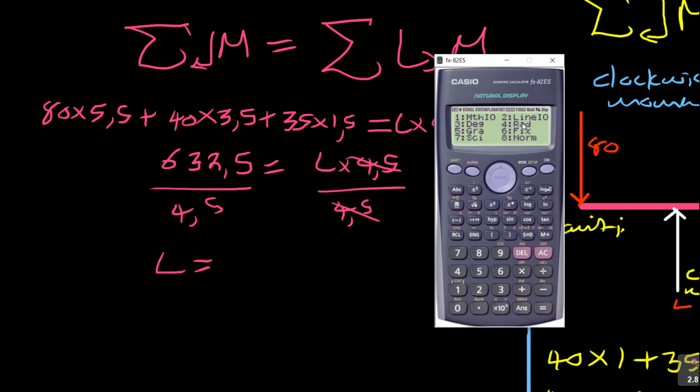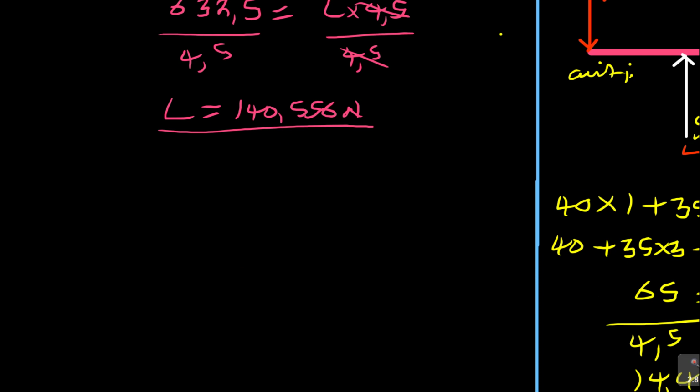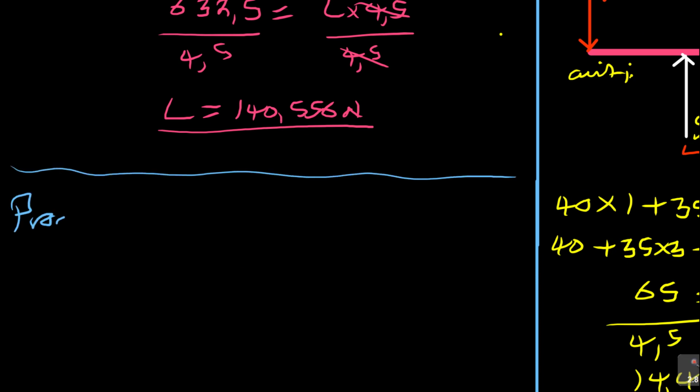Shift setup, and then you go to 6, fix to 3 decimal places, you say 3, then you press equals. There, 140,556. 140,556 what? Newtons. And then these are the answers, the supports. But you can prove them. Proof. There is always proof that is good for you to check if you did your answer right.